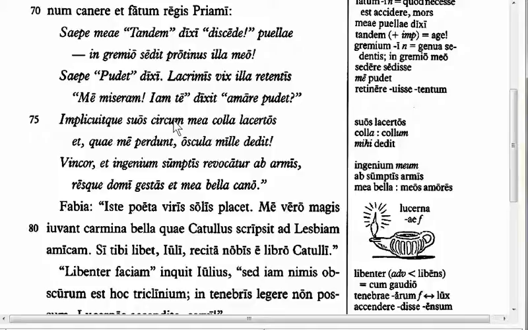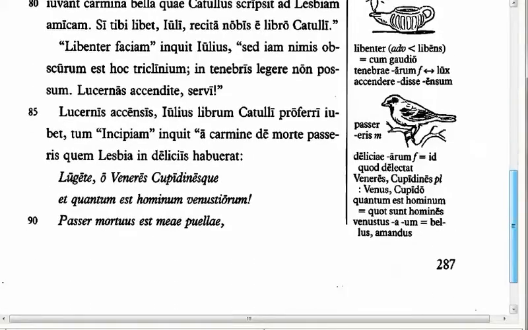Okay, so then the next new feature is in line 88. And we have "Lugete, o Veneres Cupidinesque." So what is the meter of this line? This is a new poet. It's not Ovid anymore, it's Catullus. And Catullus especially enjoyed this particular meter. And this meter is called hendecasyllabic. It's hendecasyllabic or a hendecasyllable, which means hendeca in Greek means 11.